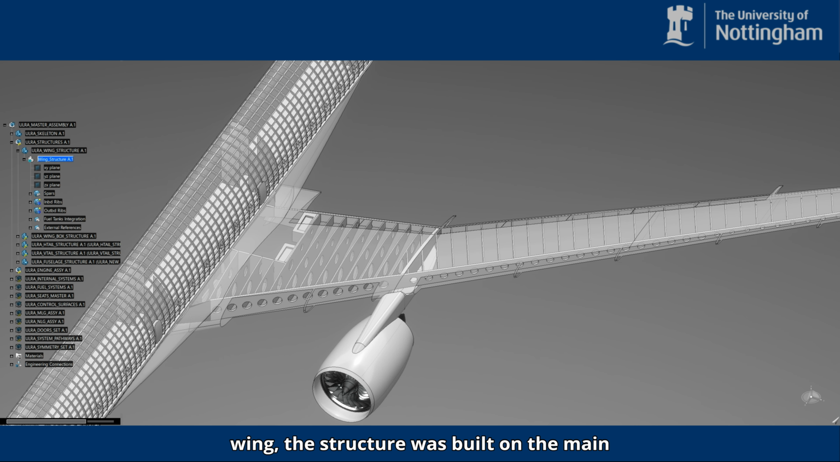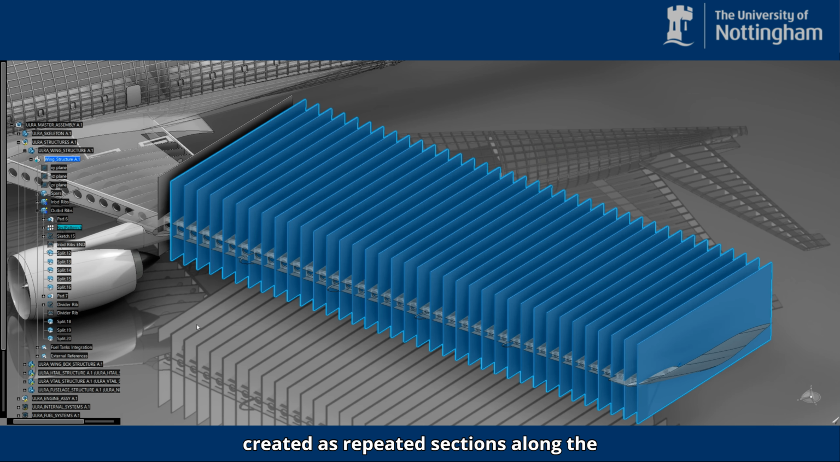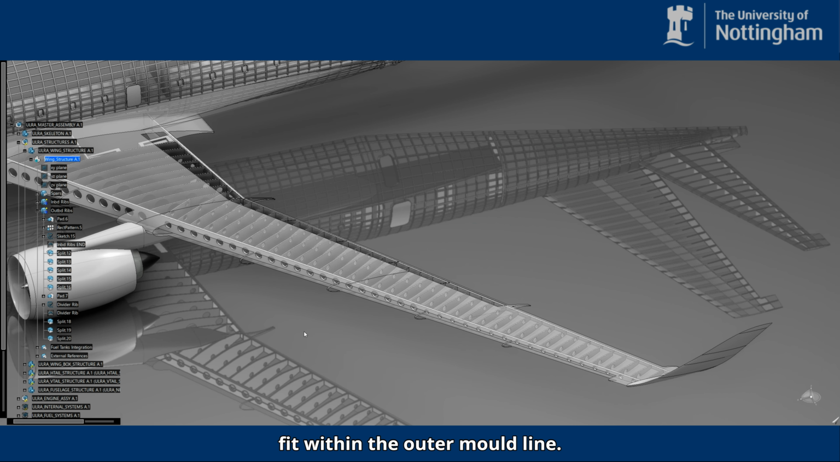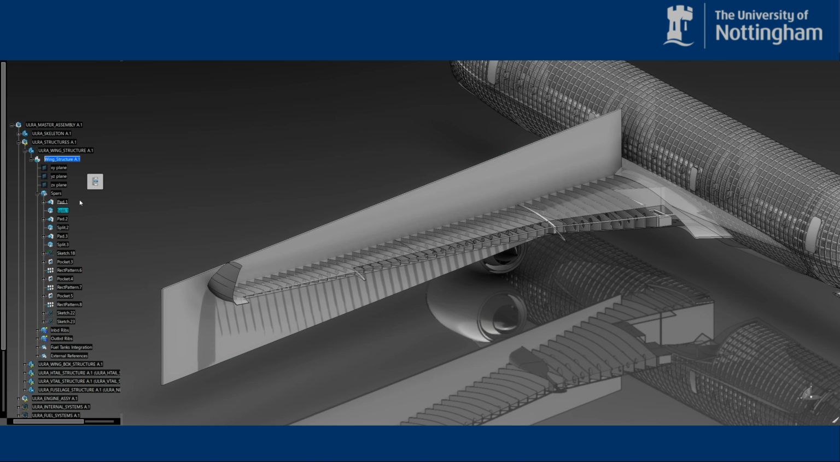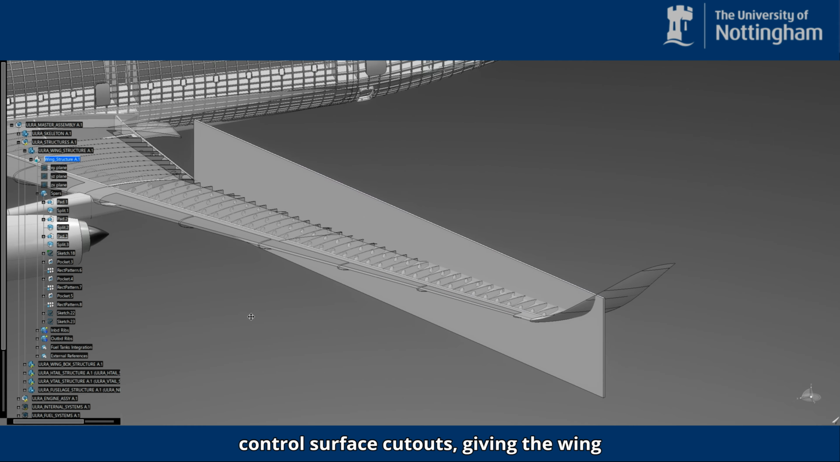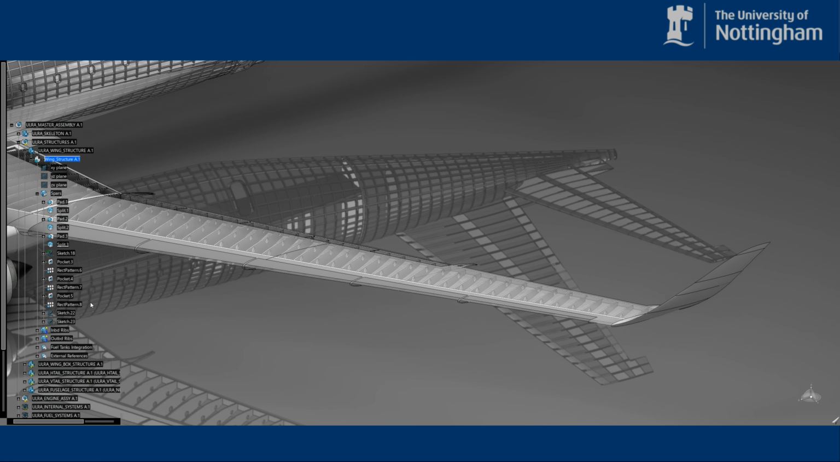For the wing, the structure was built around the main spars and a rib network. The ribs were created as repeated sections along the span, and then split back against the wing surfaces and surrounding boundaries to fit within the outer mold line. The spars were positioned to follow the wing profile internally, running behind the slat region and ahead of the main control surface cutout, giving the wing a representative internal arrangement tied to the external geometry.